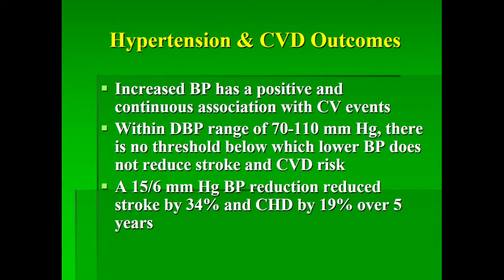Increased blood pressure has a positive and continuous association with cardiovascular events, bad events. Within the diastolic blood pressure range of 70 to 110 millimeters of mercury, there is no threshold below which lowering of blood pressure does not reduce stroke and cardiovascular disease risk. A 5-6 millimeters of mercury blood pressure reduction reduced stroke by 34% and chronic heart insufficiency by 19% over 5 years.